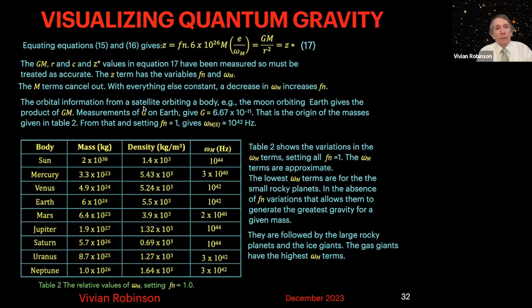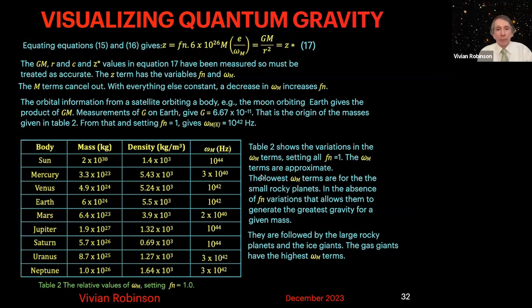The orbital information from satellites orbiting a body, e.g. the Moon orbiting Earth, gives the product of Gm. Measurements of G on Earth give G equals 6.67 times 10 to the minus 11. That is the origin of masses given in Table 2. From that, setting Fn equals 1 gives omega m equals 10 to the 42 Hertz for Earth. Table 2 shows the variations of the omega m term setting Fn equals 1 for all objects.